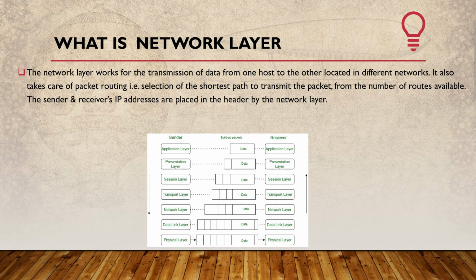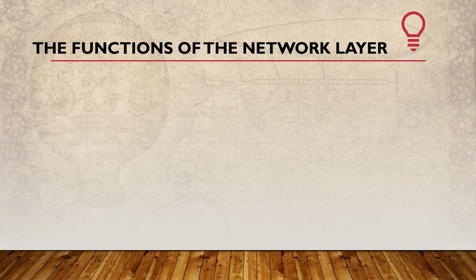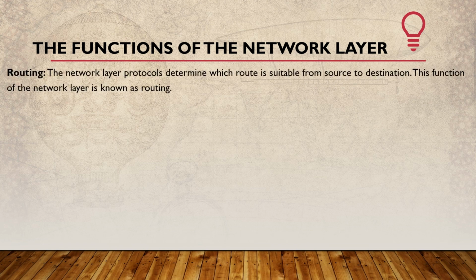Now, the network layer is the third layer of the OSI model. The first layer is the physical layer, the second is the data link layer, the third is the network layer, the fourth is transport, the fifth is session, the sixth is presentation, and the seventh is the application layer. The network layer is the third layer. Now, what are the functions of the network layer?